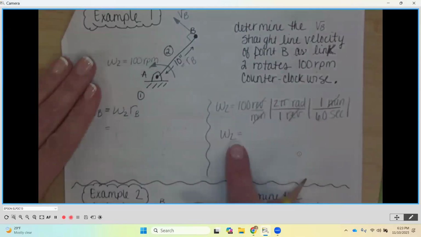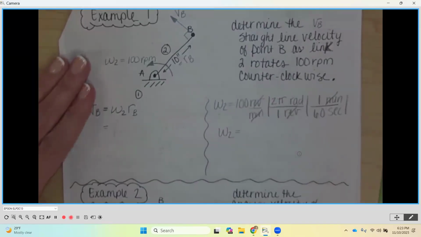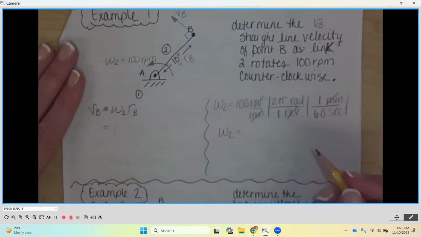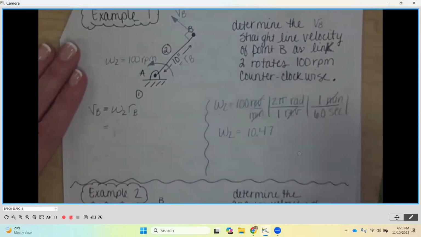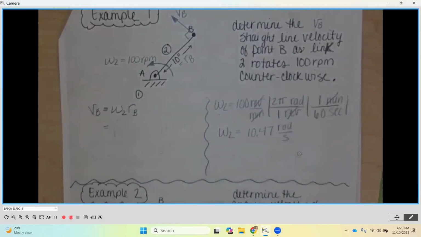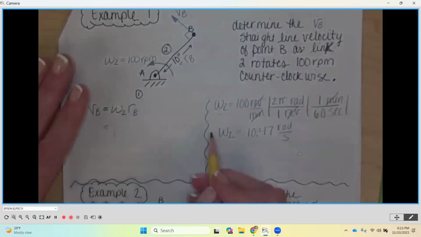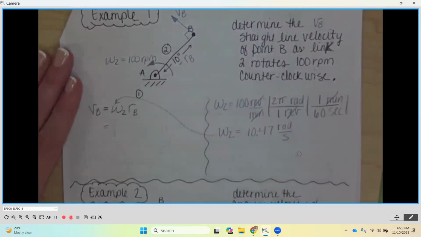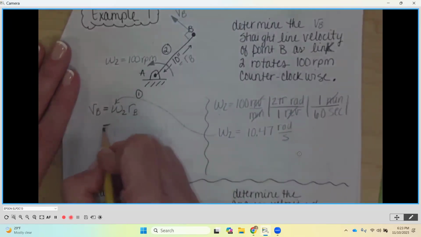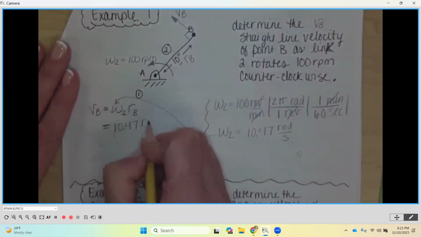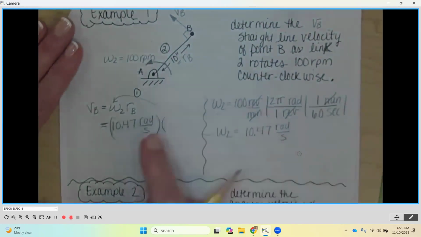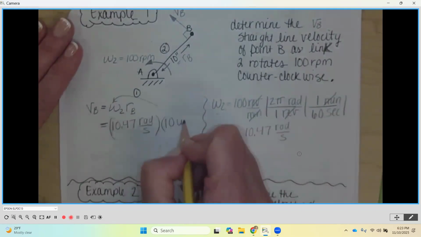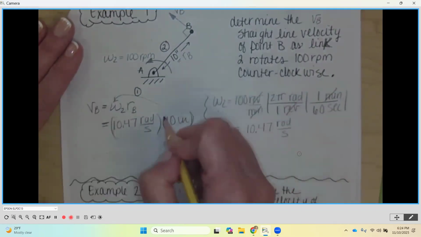What do I get for my W2 now? 10.47. And what are my units? Radians per second. Yes. And remember, don't slash this, because now we're going to put it over on the other side, and this is going to go here, not the revolutions per minute. So this is going to be 10.47 radians per second. And then my radius is going to be 10 inches.